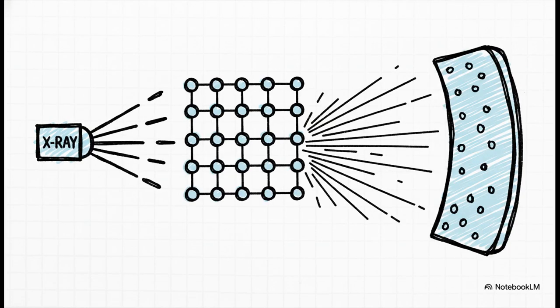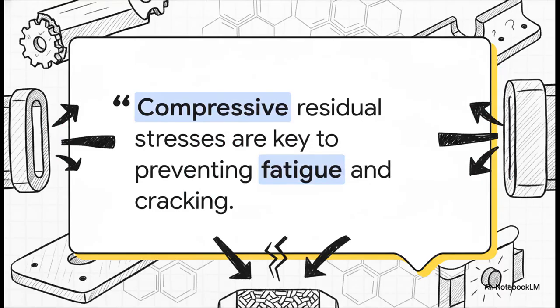Now, to find these invisible forces, engineers use a really cool technique called X-ray diffraction, or XRD. It literally shoots X-rays at the material, and by measuring how those X-rays bounce off the atomic structure, it can calculate the hidden strain and stress. It's a powerful, non-invasive way to see the unseen. And this brings us to a huge takeaway. Intentionally engineering these good compressive stresses, well, that's the whole secret to making parts last longer. It is absolutely fundamental for preventing fatigue and cracking in anything that's high performance.